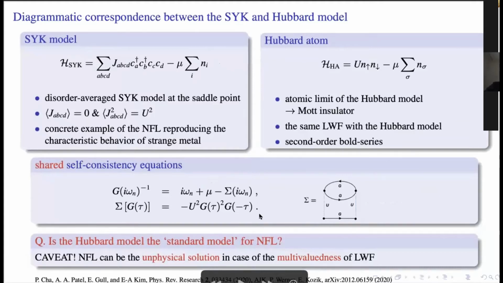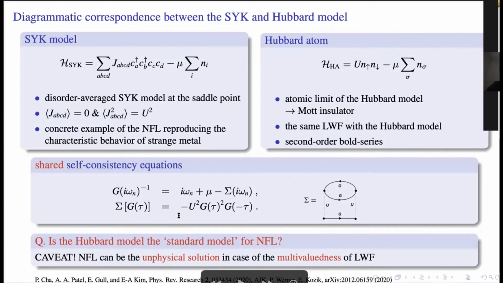I want to point out that there exists a diagrammatic correspondence between the SYK model and the Hubbard model. After averaging the quenched disorder of the Gaussian form, the saddle point equation of the SYK model in the large N limit is written like this, which is the conventional second-order Bold series self-consistent equation. And the Hubbard atom, which is the atomic limit of the Hubbard model, also shows exactly the same form of the self-consistency equation at the second order.